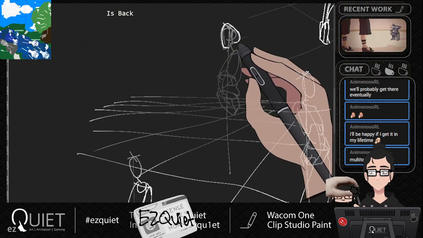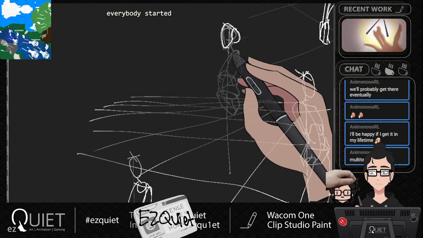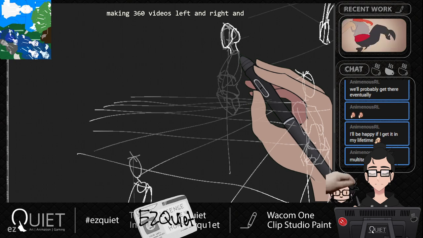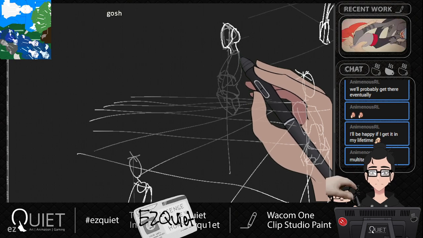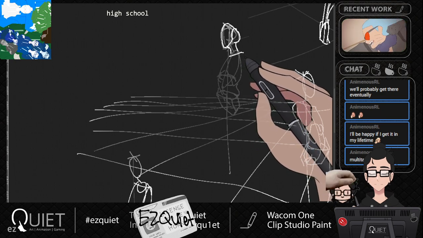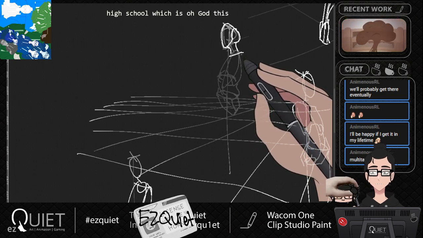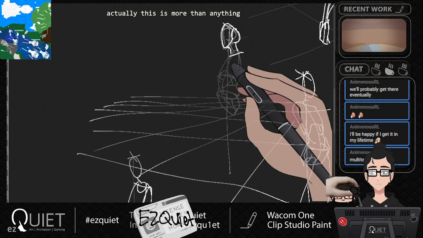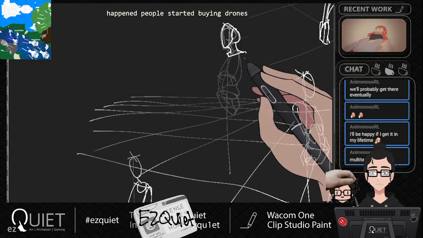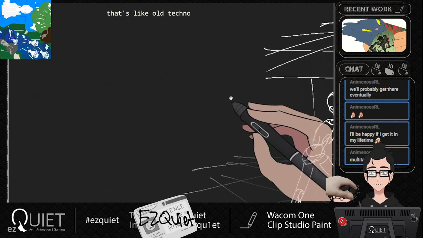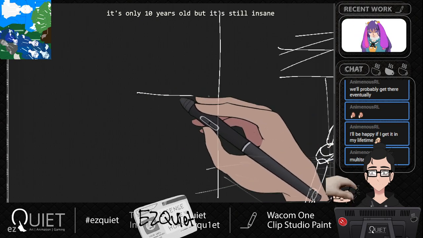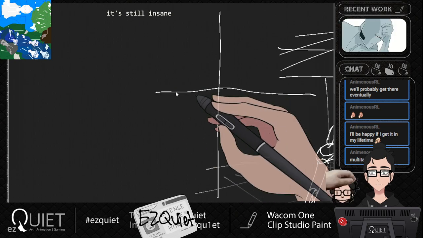This is back when GoPros came out, right? And everybody started buying GoPros. People were making 360 videos left and right. And this was, gosh, 8 years ago? This was like when I was in high school. Which is, oh god, this is math. Actually, this is more than 8. This is almost 10 years ago. Oh my god. And then when drones happened, people started buying drones, but that's old tech now. It's crazy to say old, it's only 10 years old, but it's still insane.